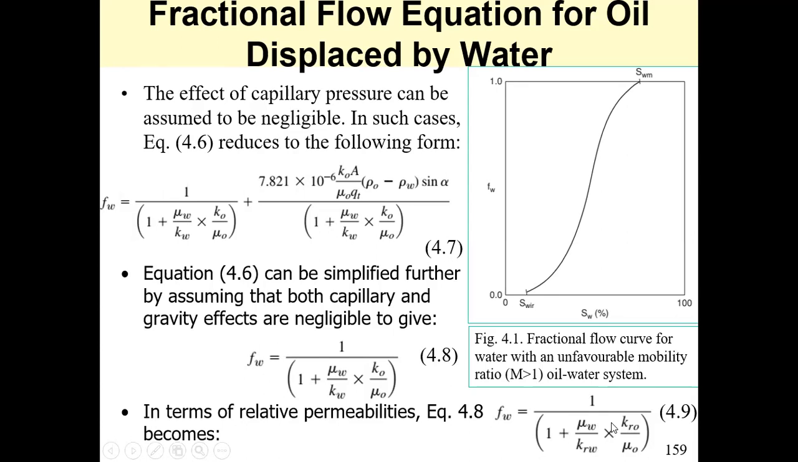Before I leave this view graph, I need to state that the typical fractional flow curve, which we find in most textbooks and we typically refer to in lectures, is for the flow of water with an unfavorable mobility ratio. That's for M greater than 1. For M less than 1, you would actually have a concave plot. So this is actually for an unfavorable mobility ratio.